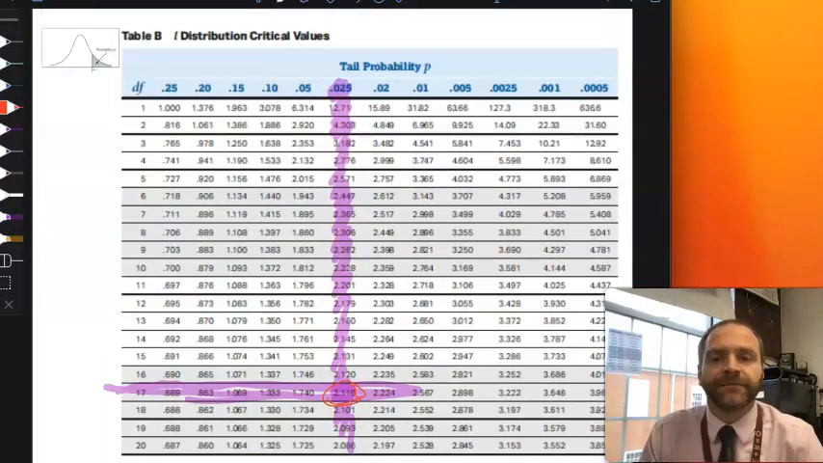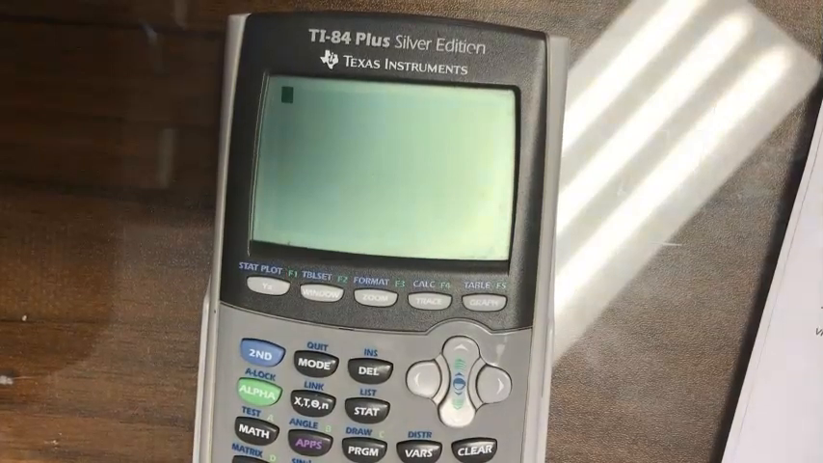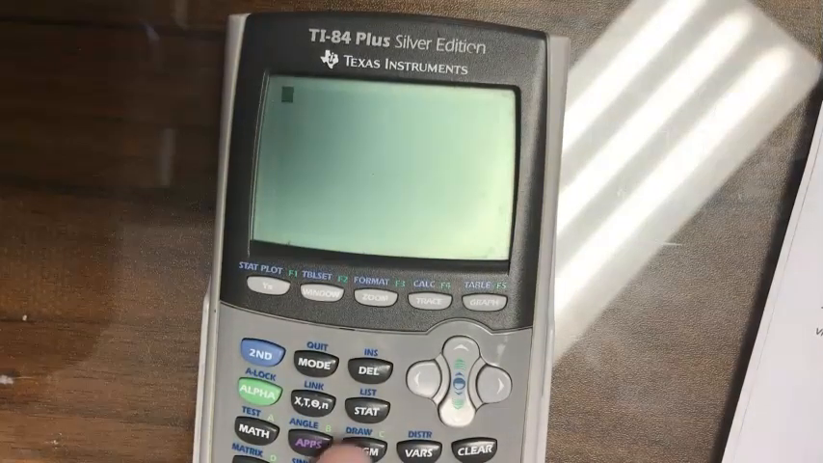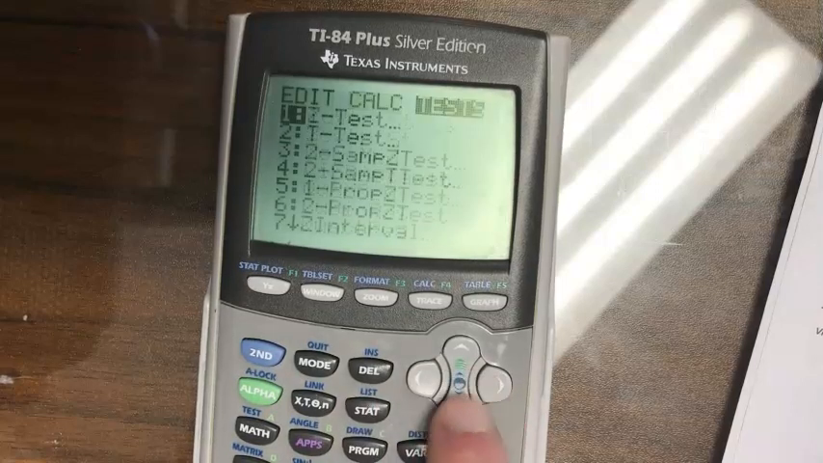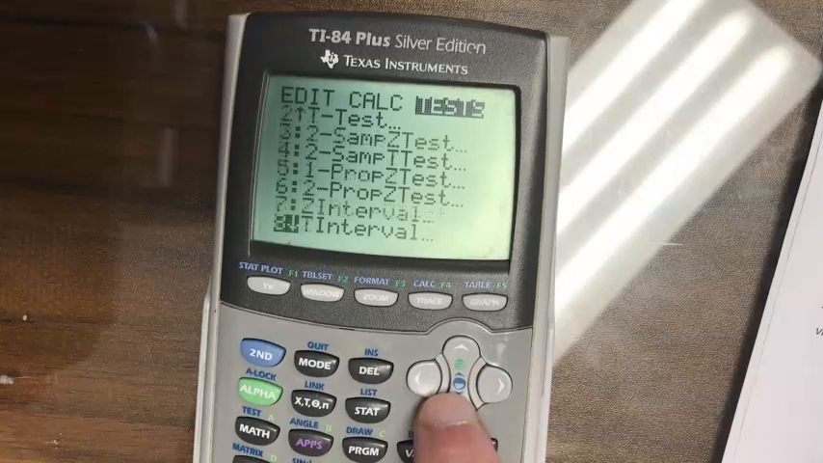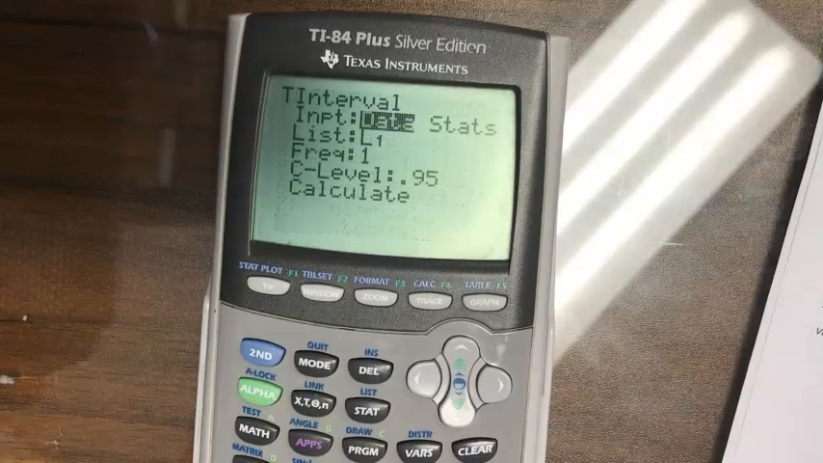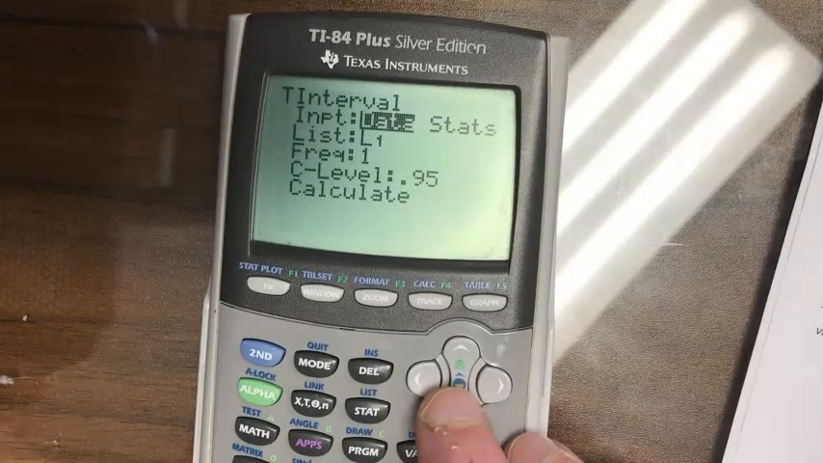Now let's continue on. We can also use our calculator for full-on t intervals. So if we go to stat and we go to tests, notice I can keep scrolling down and I see right there t interval. That's what we're trying to do, is a t interval. Now there's two ways of me doing it. I can use the data.